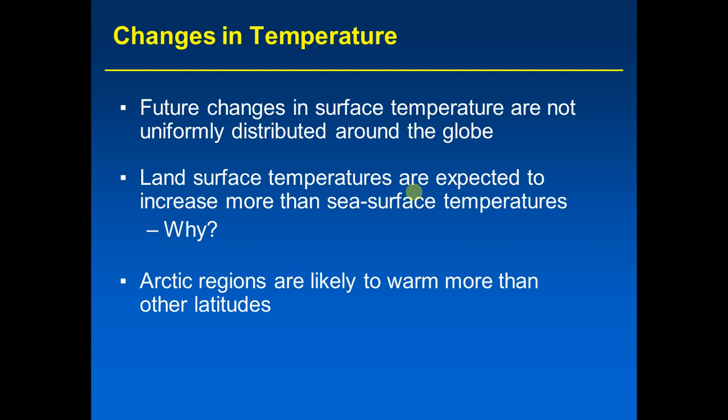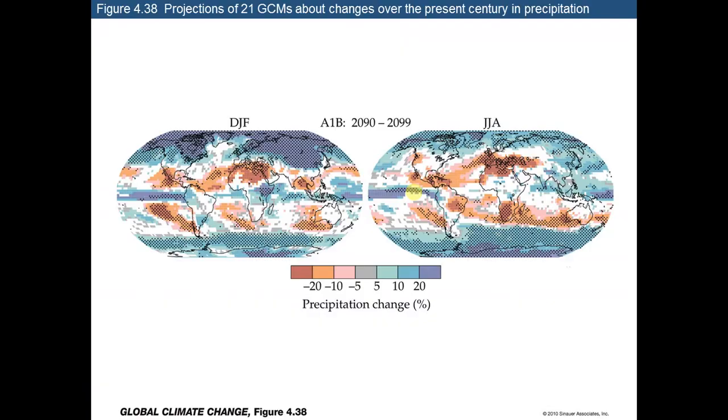Okay, now we're going to talk about other meteorological variables, how they will change in the future, according to climate model projections. How about precipitation? Here are projections of 21 global climate models about changes over the present century in precipitation. And we're actually dividing up the year. We're looking at changes in precipitation in the months of December, January, and February, generally the meteorological winter in the northern hemisphere, and June, July, August on the right, generally the meteorological summer in the northern hemisphere.